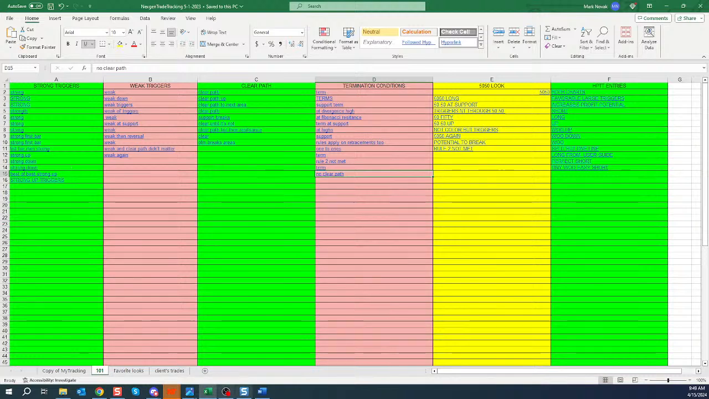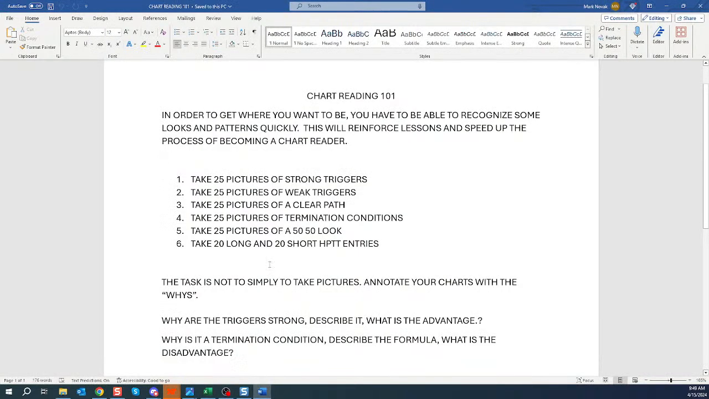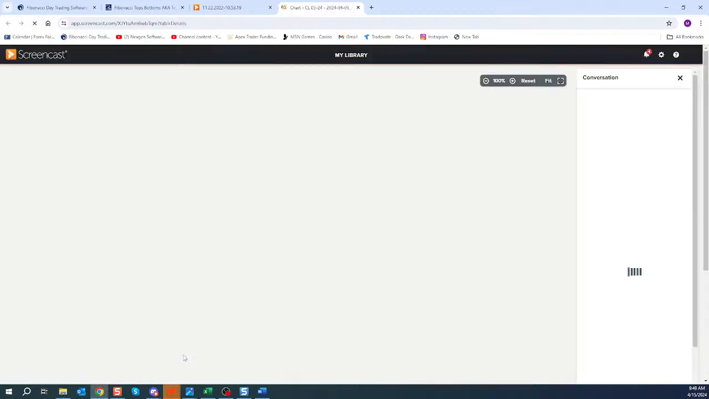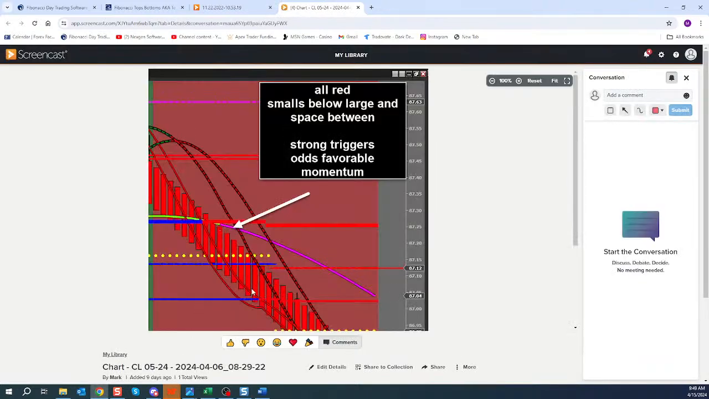So your goal, and guys, you can do this in the first week. So Troy, you can do this in the first week, is you can go take 25 pictures of strong triggers. And I've given you the first 16, but strong triggers always look the same. Strong triggers are always angled in the direction of the trend. Strong triggers always have separation. The colors match. This is always strong triggers.